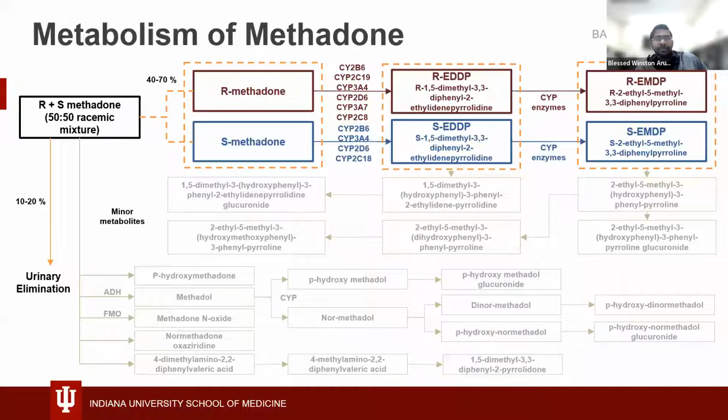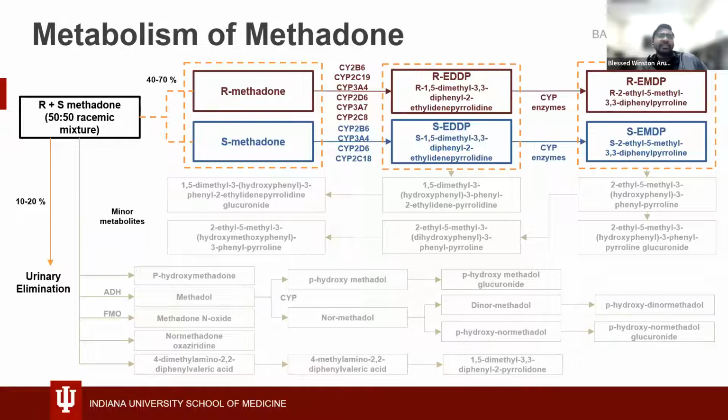They're both metabolized by CYP enzymes. It's just the kind of CYP enzymes which are involved are different. Both have a large component metabolized by CYP2B6 or CYP3A4, CYP2B6 more for S methadone. The rest of the CYPs which metabolize R methadone are 2D6 and 3, and in the case of S methadone, it's 2D6 and 2C18. And it's got these metabolites, REDDP and SEDDP.